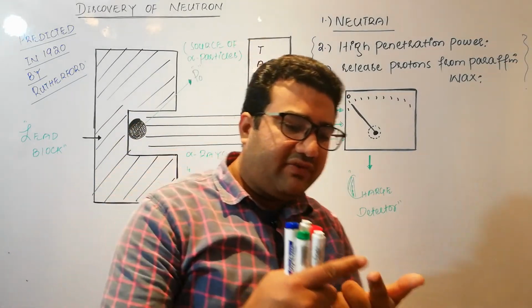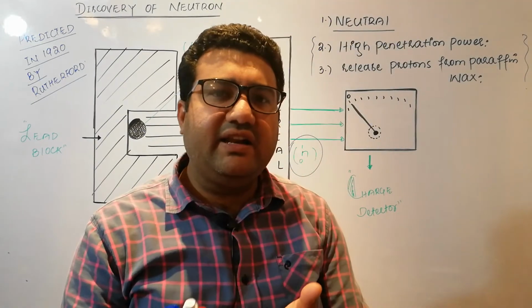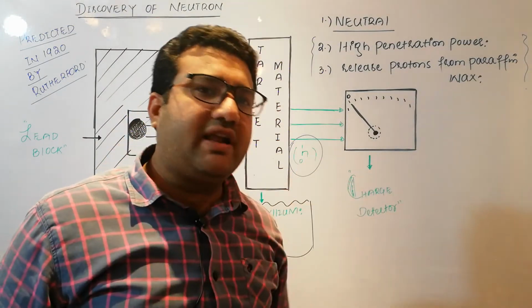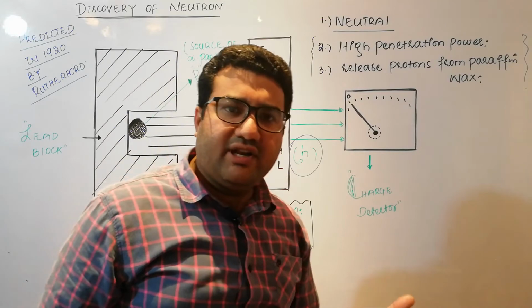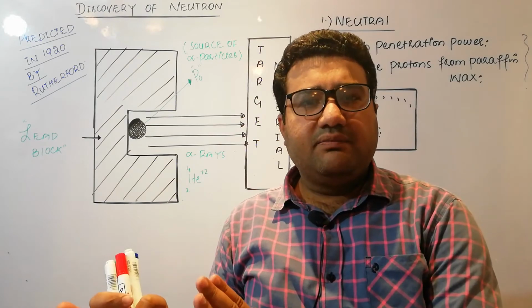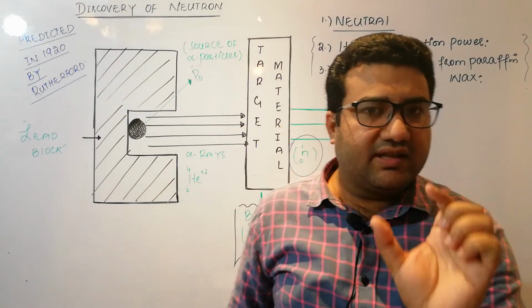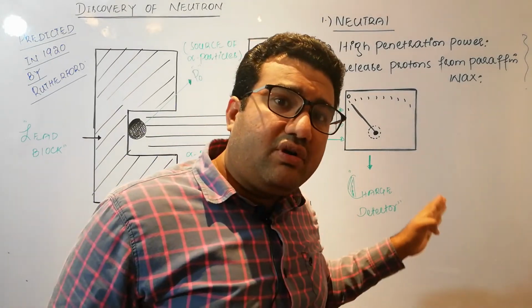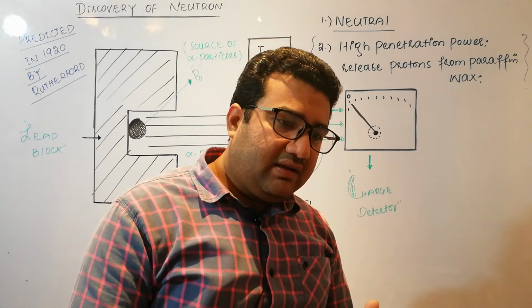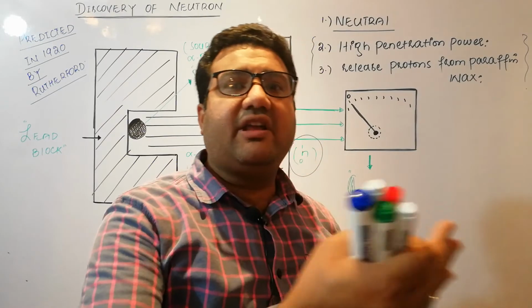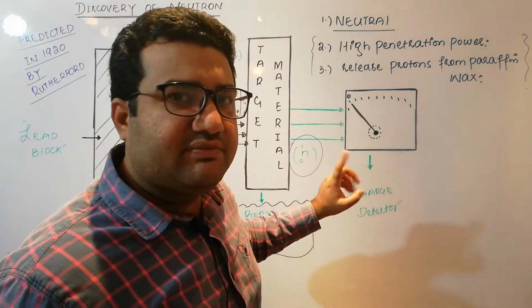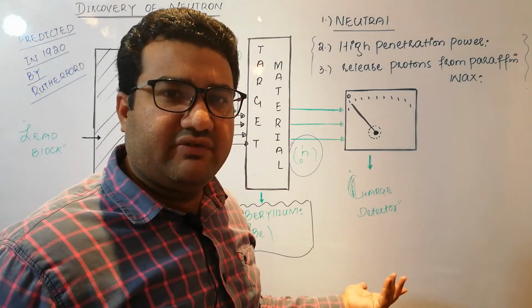How? Because number one, the penetration power of gamma rays is very less, but the penetration power of these new radiations was 100 times more as compared to gamma rays. I will give you an example. Gamma rays can penetrate only up to a 2 millimeter piece of lead, 2 millimeter in thickness. But the neutrons can show penetration up to 200 millimeter thickness of lead. So it means the penetration power of neutron is 100 times that of gamma rays. That's why the first point confirmed that these radiations cannot be gamma rays, because gamma rays do not have such a high penetration power.